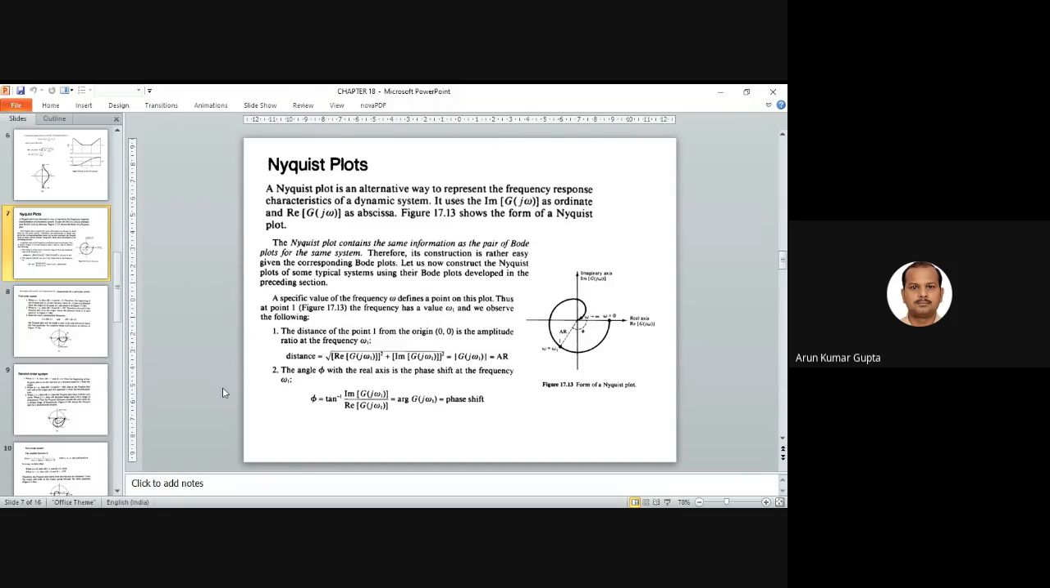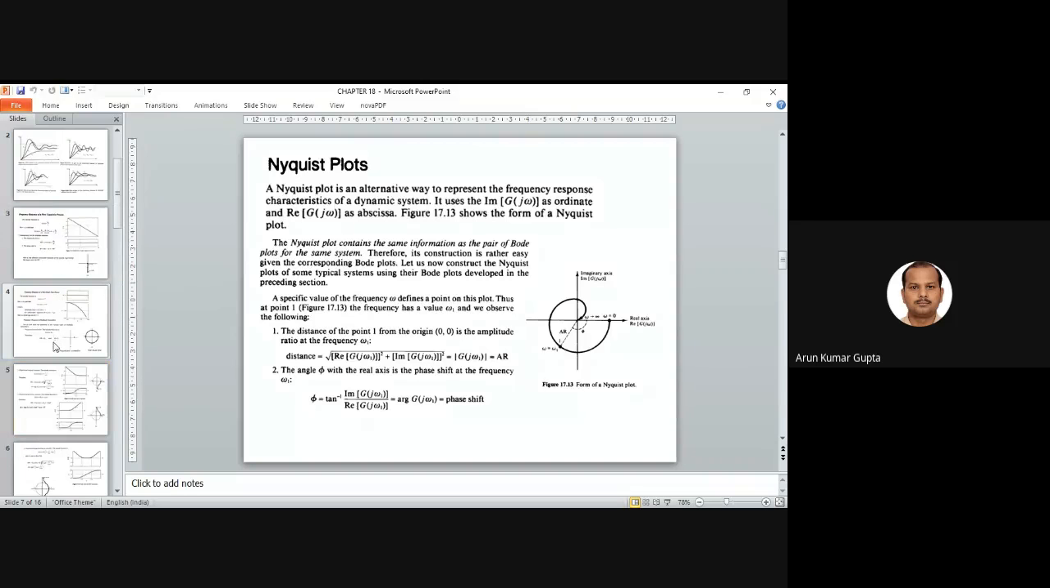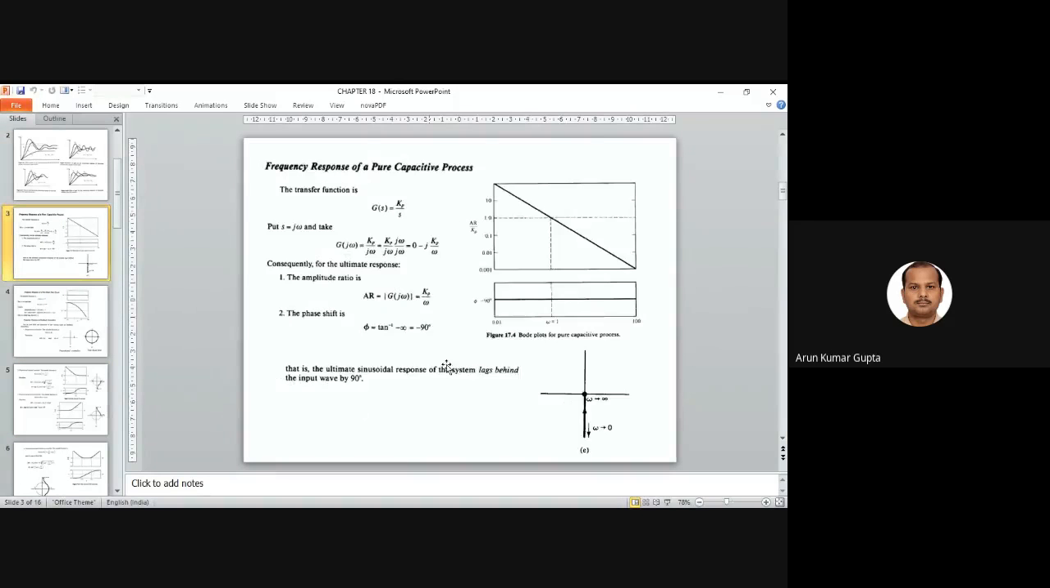Similarly, we can make a plot for a different function. If you can see, this is the corresponding Bode plot. For the pure capacitive process, the amplitude ratio is Kp by omega. How do we get this? Just by solving this. This is Kp by S. When you substitute S equal to j omega, we have minus j Kp by omega. So the amplitude ratio will be Kp by omega.